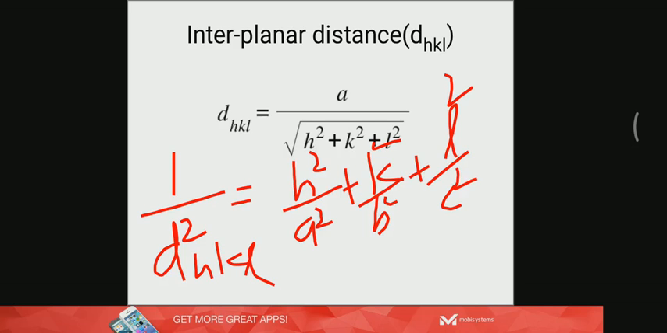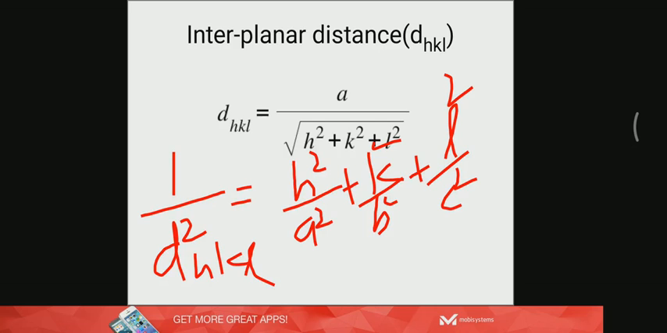In the case of cubic system, what happens? a equal b equal c. So this equation will now reduce to what? h square plus k square plus l square whole divided by a square, because a equal b equal c. Now taking the reciprocal, what do you get? d_HKL square is equal to a square by h square plus k square plus l square.